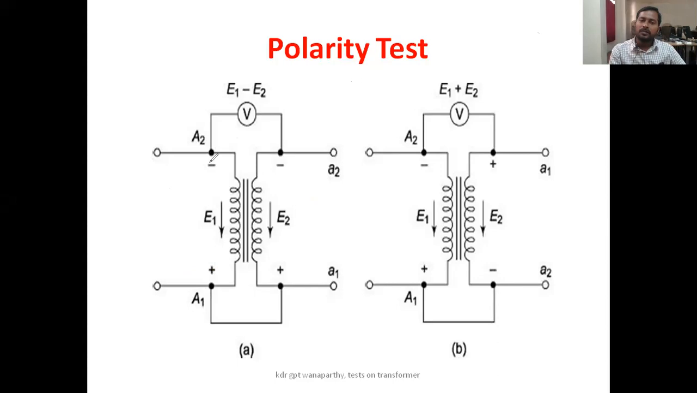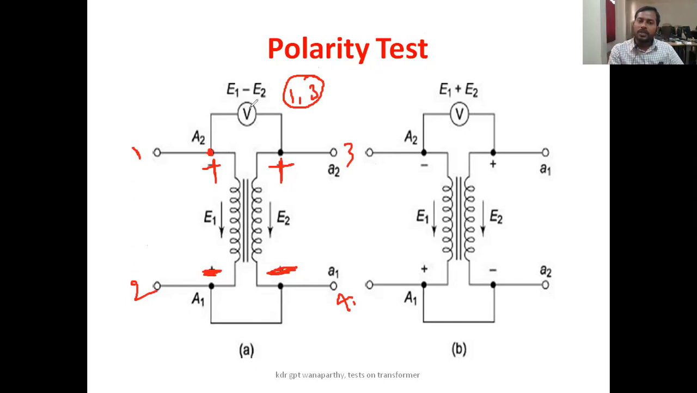For your convenience, I am taking positive here, negative here, positive here, and negative here. For better understanding, I am taking the terminals like this. The voltmeter should be connected in this way. For example, this is terminal 1, this is terminal 2, terminal 3, and this is terminal 4. The voltmeter must be connected between terminals 1 and 3 of the primary and secondary winding.